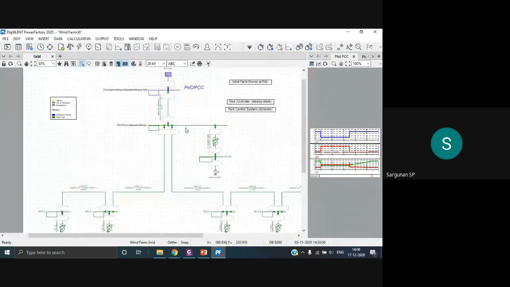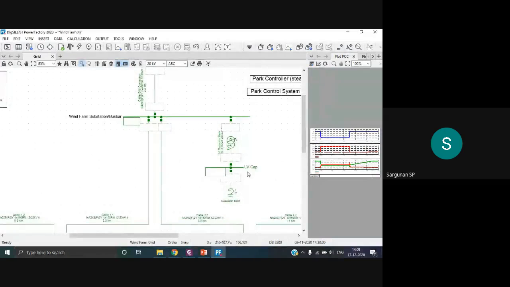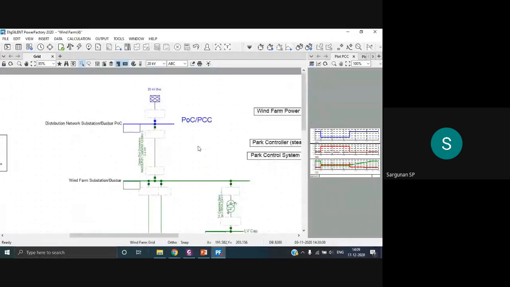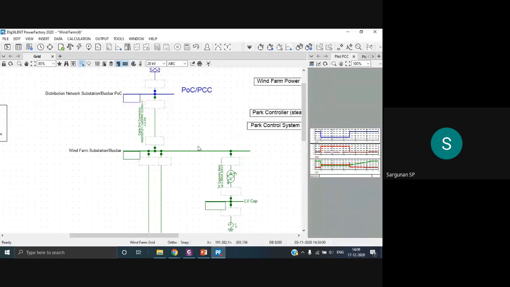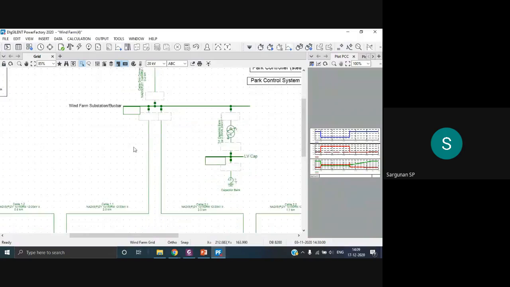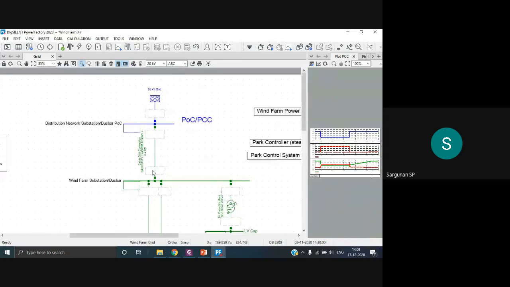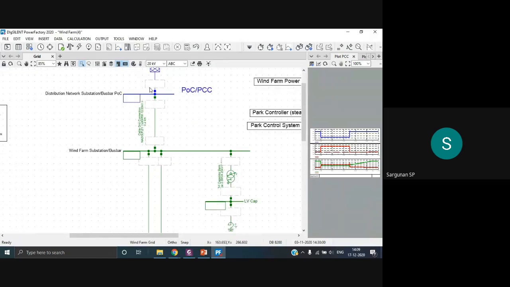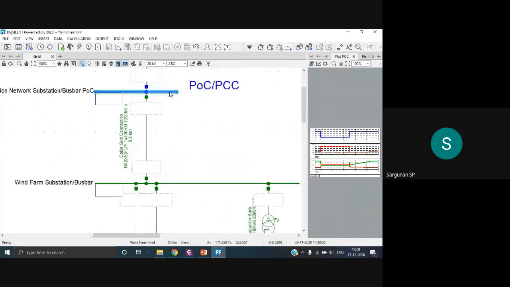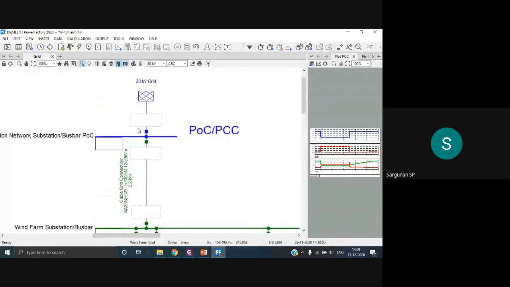Apart from that, here you'll be able to see a capacitor bank. As I said, this capacitor bank is employed in order to maintain the power factor at the point of common coupling. Here you can see this is where we are connecting the grid at 20 kV, with the help of this 0.2 meter cable, which is further extended and connects at this 20 kV substation.